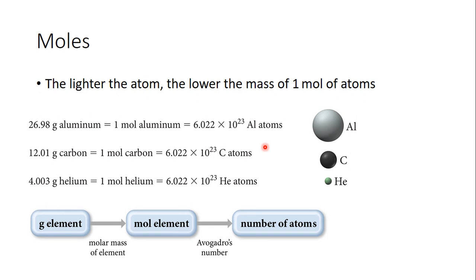That's Avogadro's number. So we can convert between grams and moles and number of atoms or back again using either the periodic table, the molar mass of the element, or Avogadro's number.